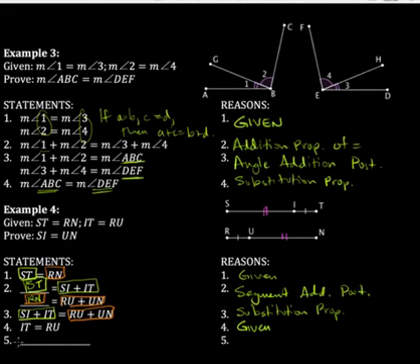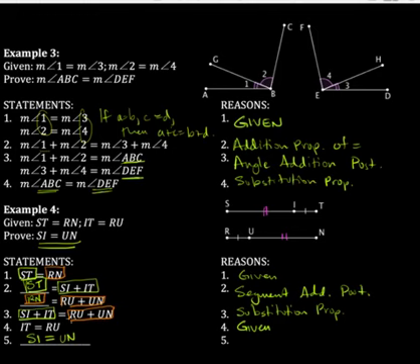Now, lastly, we have our last statement, which is blank. Well, we know that the last statement of any proof is always going to be the thing that we're trying to prove, right? That's when we stop, when we've stated the thing that we're trying to prove. So I know this last statement will be SI equals UN. But how do I know it's true? Well, where does SI show up? It shows up on the left side of statement 3. Where does UN show up? It shows up on the right side of statement 3.